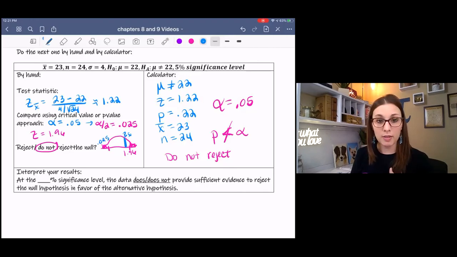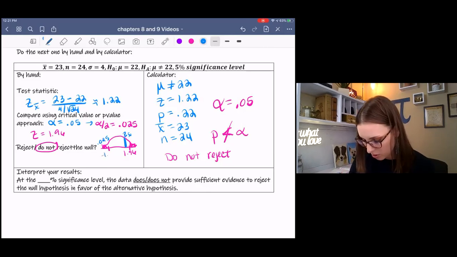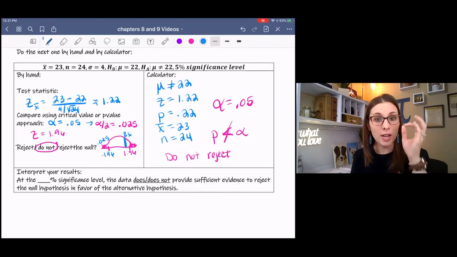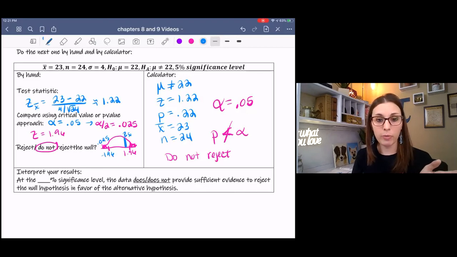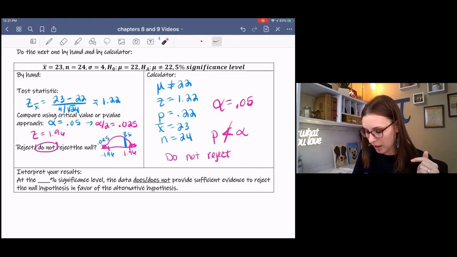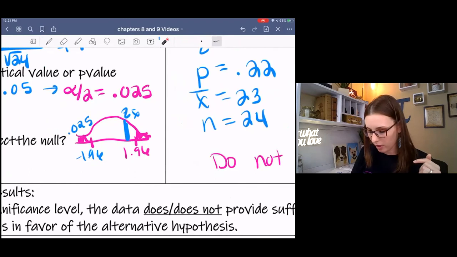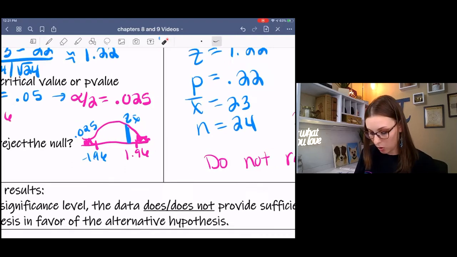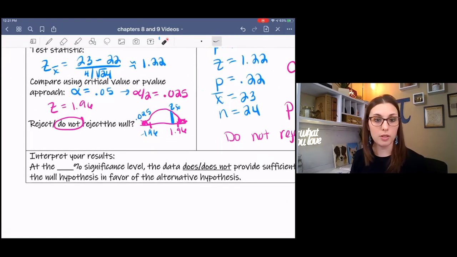And you can find the z-score for either side, and it's symmetric. I found the right side, but it doesn't matter. And our test statistic is 1.22, and then our cutoff point is 1.96. So when we draw a little sketch of this, our test statistic is not inside our rejection region. It's in our non-rejection region, which means that we do not reject the null hypothesis.